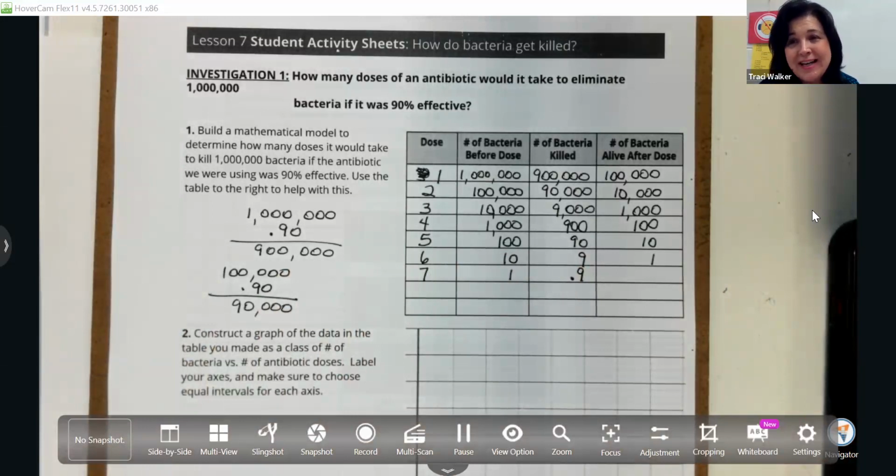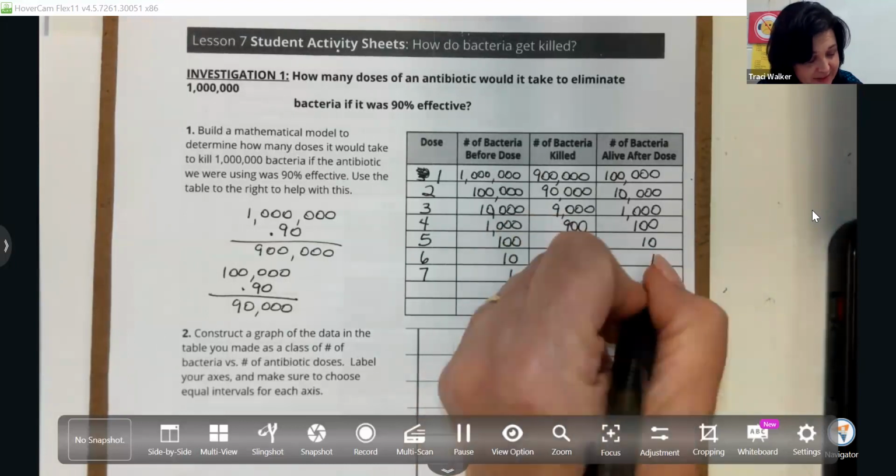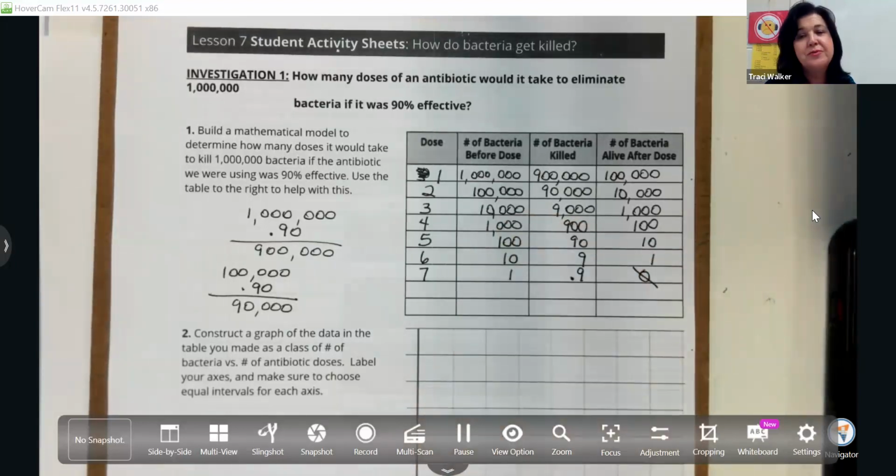So if you kill 9/10 of a bug or an animal, that animal is going to be dead. So the same thing with bacteria. If we kill 9/10 of a bacteria cell, they're gone. It's dead. So we finally get to 0 bacteria cells. But it took 7 doses of our antibiotics. So you see why it's important to take all of your antibiotics.